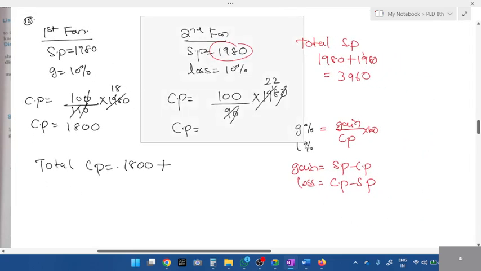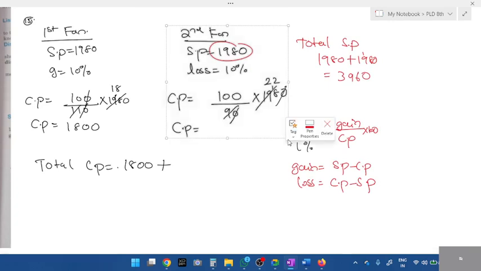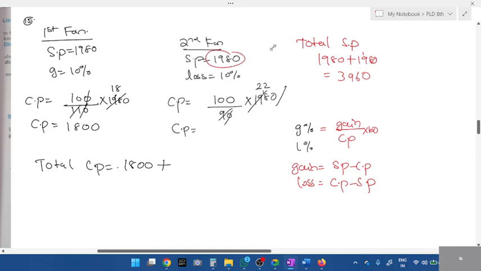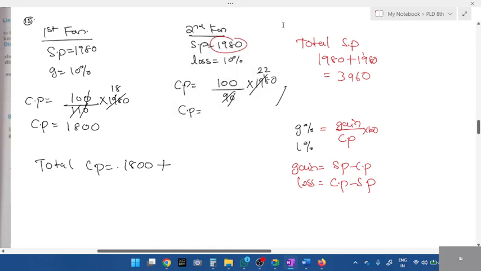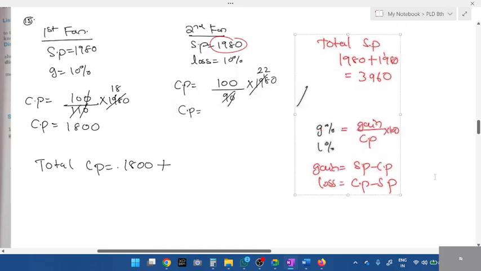Okay, 2200. Even Shasha, you're using the same method, right? Same formula, same method. Don't use other methods, students. You'll get confused. By the time of the final exam, you'll just forget everything. Use this method, you'll remember. Okay, 2200. What is total cost price?